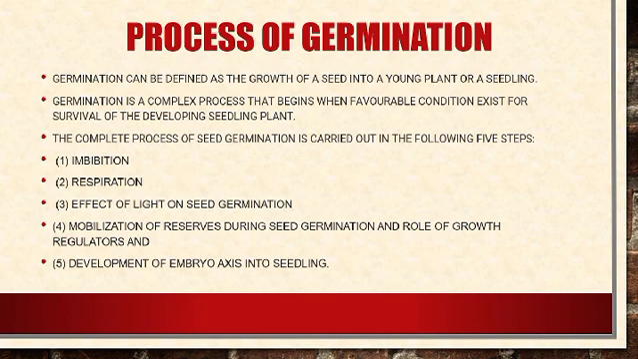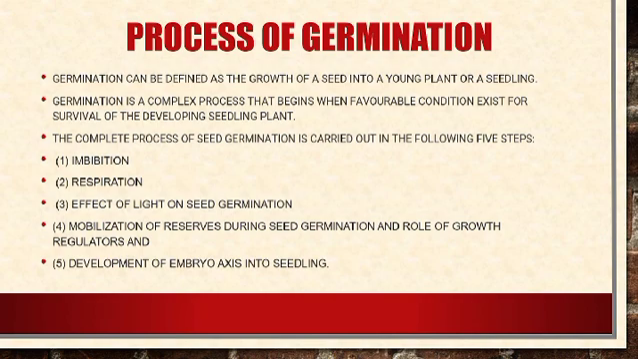We also have growth regulators like abscisic acid and gibberellic acids. These, when supplied to the seed from the outside, will result in faster seed germination.